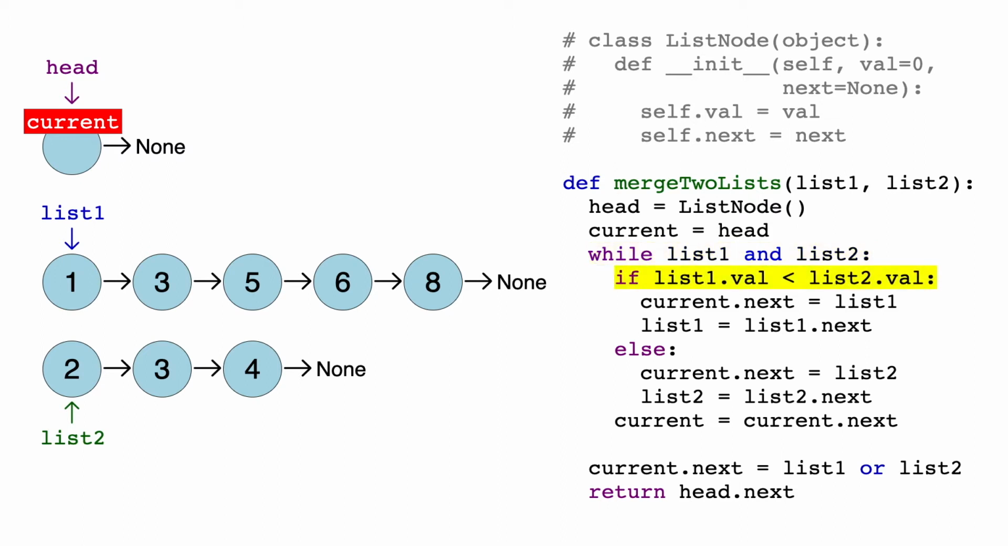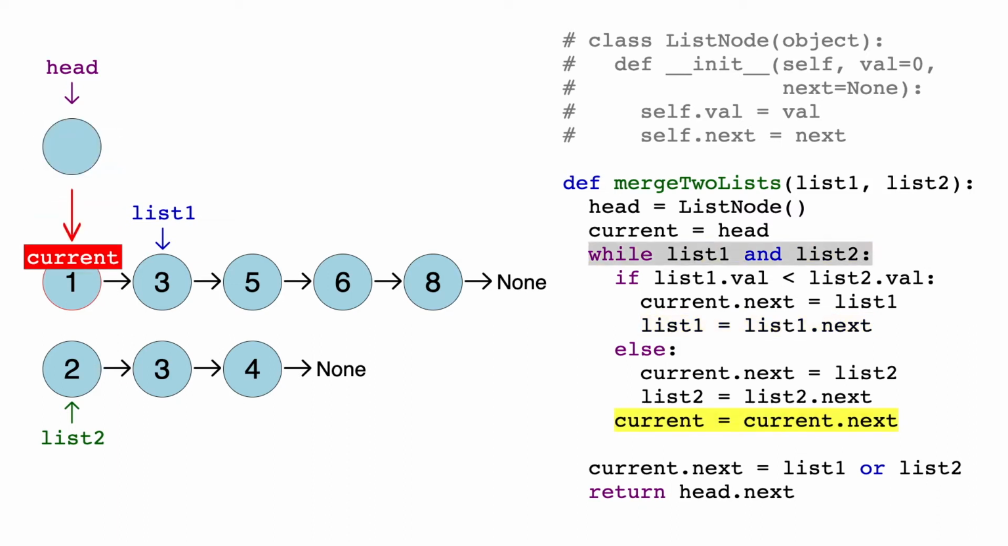Now we check to see which list node has the smaller value, and we'll link that to the current node. Right now, the value of list 1 is 1, and the value of list 2 is 2, so we'll enter this if block and set current.next to point at list 1. In other words, what we're really doing is moving this arrow to point at the same node that list 1 is pointing to. Then we'll advance the list 1 pointer by setting list 1 equal to list1.next. Then, at the end of each loop, we'll also advance the current pointer by setting current equal to current.next. Then we'll do it again.